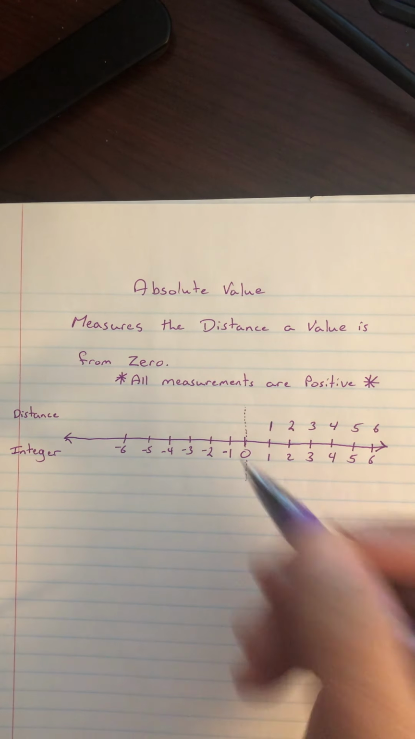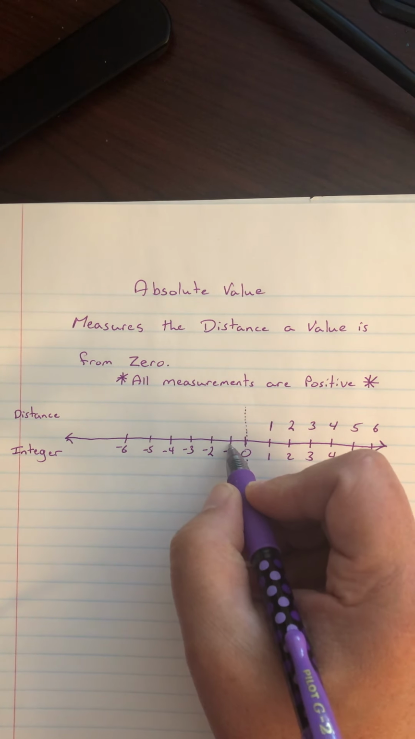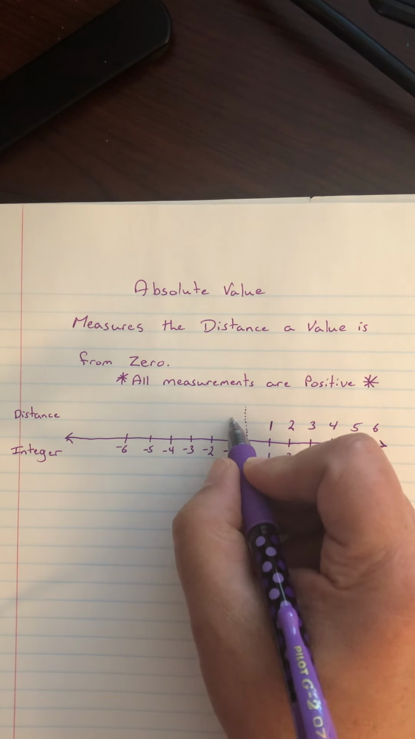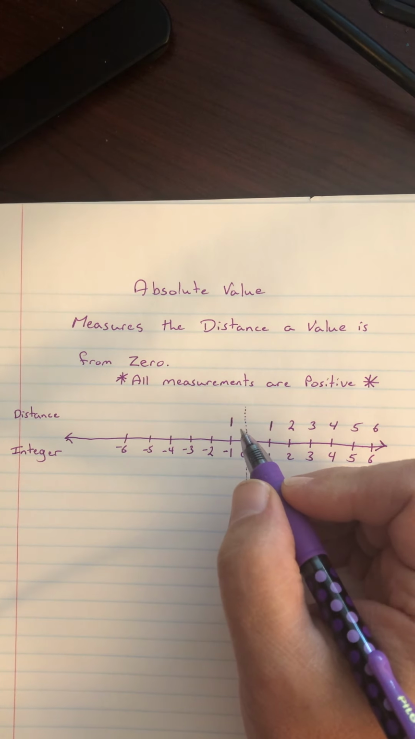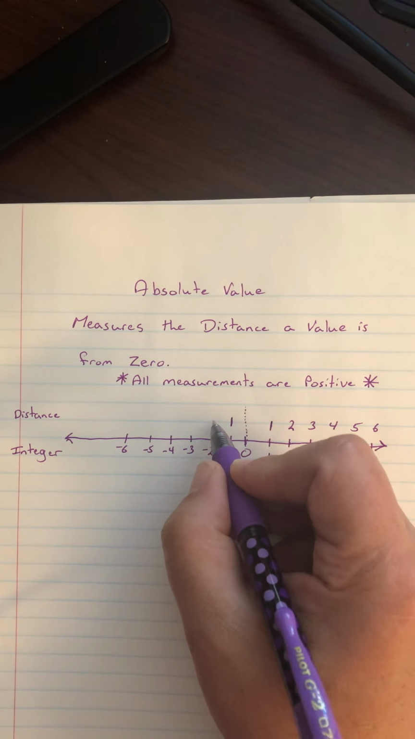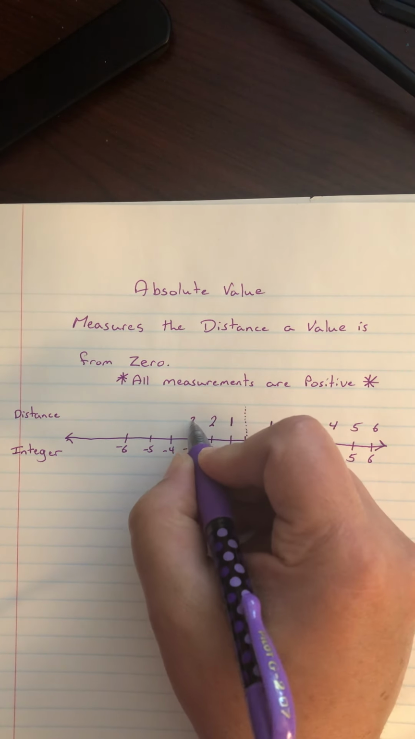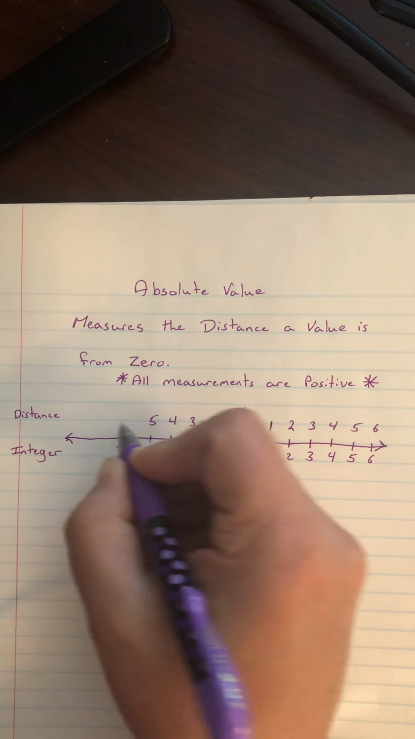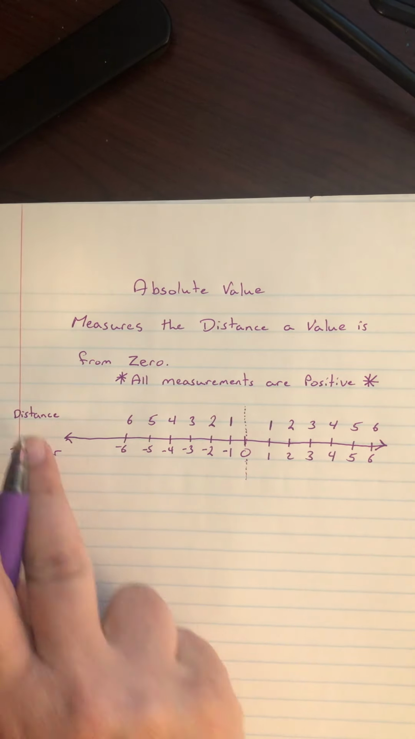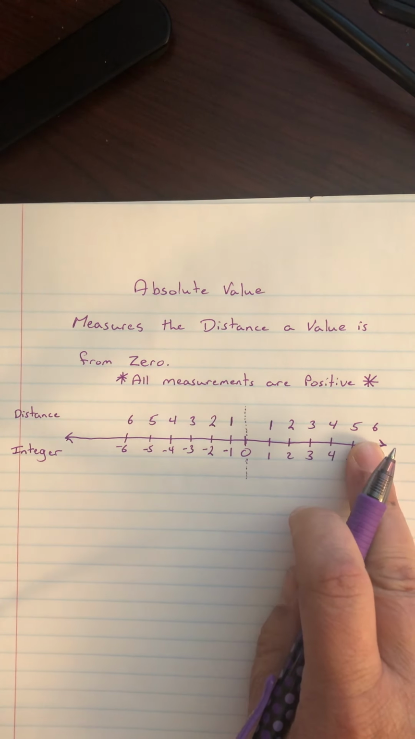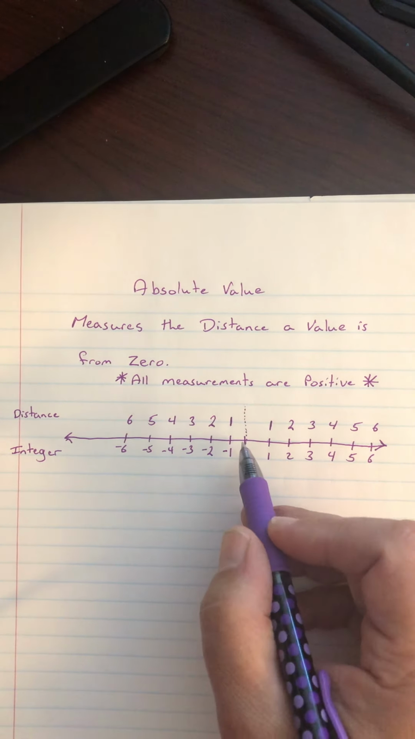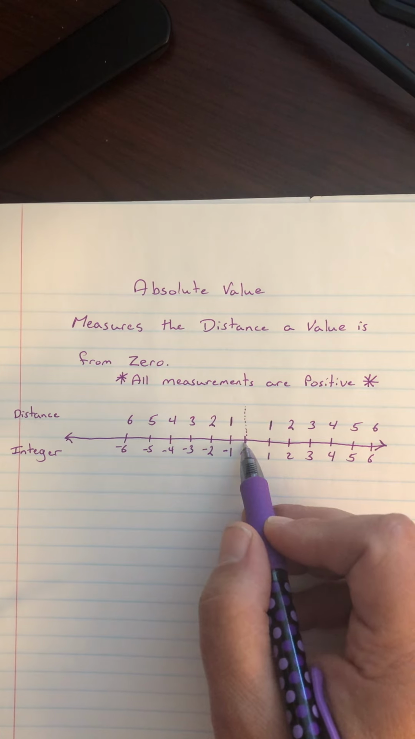Now we're going to go the other direction though. How many steps away would you find negative 1? Well, you take 1 step, that's still 1 step. It's 1 measurement. It's a positive number. How many steps to get over to this one? Well, 1, 2. And then 3 steps, and 4, and 5, and 6. Notice both sides, all the distance measurements are positive. Okay, that's what absolute value does. It's very simply measuring the distance from 0.